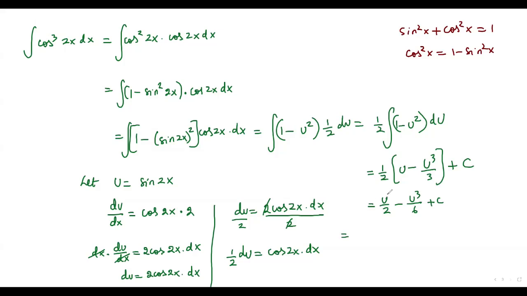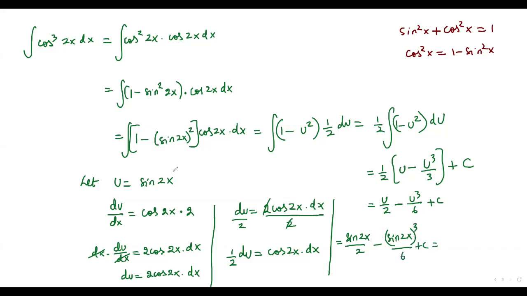Actually, u is a variable taken by us. It has to be replaced by the original stuff, that is sine 2x. So we have to plug in sine 2x for this u over here and here. Then I'm getting, let me write over here, sine 2x over 2 negative sine 2x the whole cube over 6 positive c.